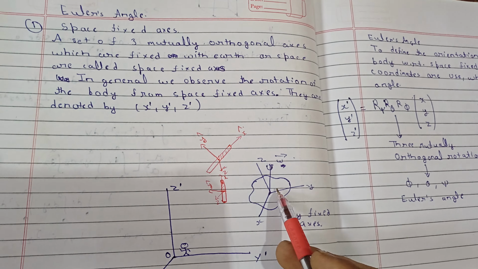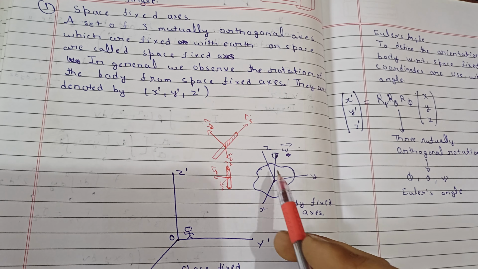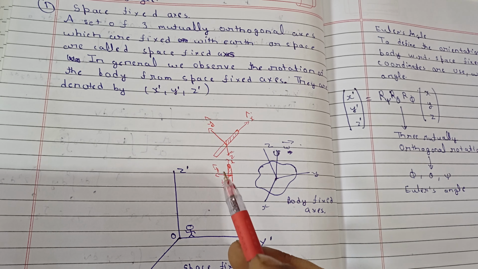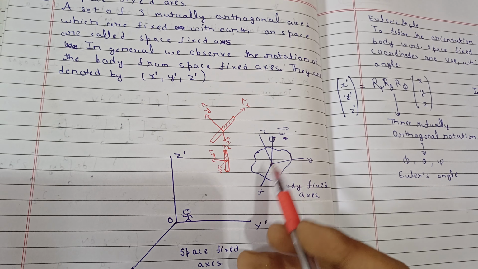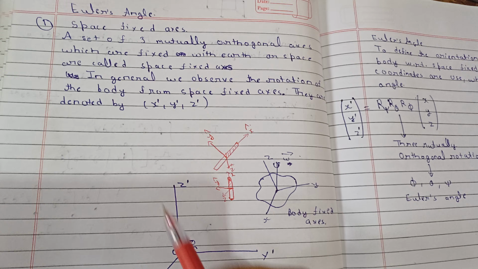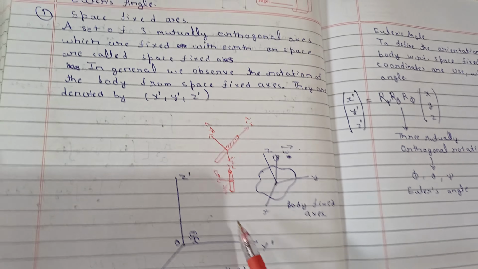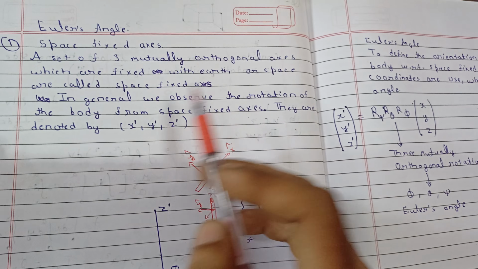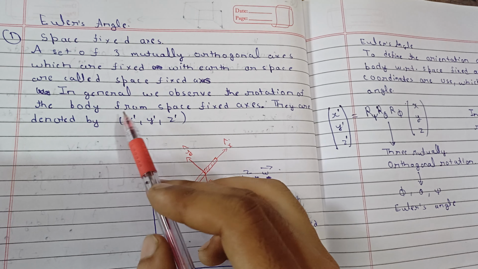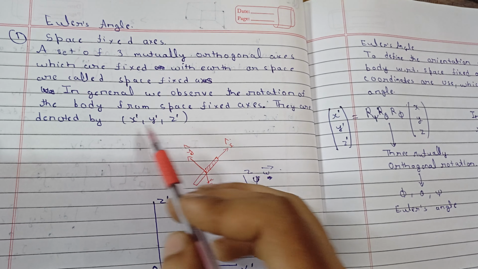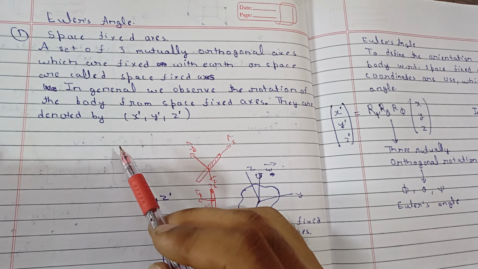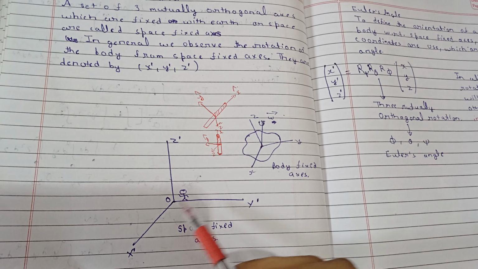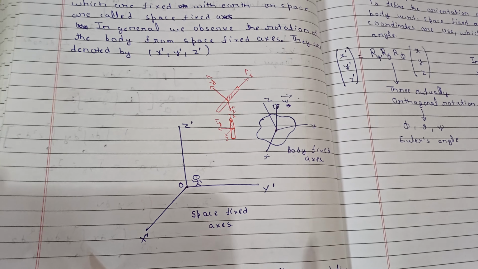When we see this object from the outside, then we can see this object moving or rotating. So the frame in which we are seeing this body rotating is called the space fixed axes frame. So a set of 3 mutually orthogonal axes which are fixed with earth or space are called space fixed axes. In general, we observe the rotation of the body from space fixed axes. They are denoted by x prime, y prime, z prime. So we observe any rotating body in that frame, and that frame is the space fixed axes frame.